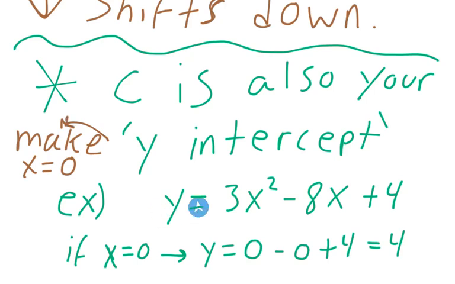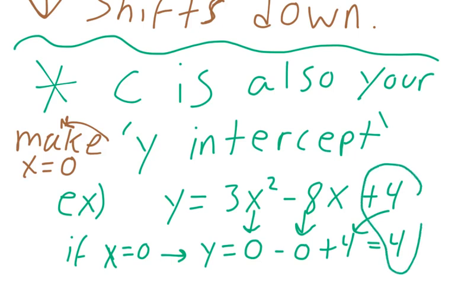So in this function here, if I make x 0, well then y will be, 3x squared, if x is 0, that's 0. If it's negative 8 times 0, you have 0 again. So you have this and that, and then 4 is still 4. So it means that your y-intercept is 4, which is also your C term. So C is also your y-intercept. So when you're graphing parabolas, you can plot that point right away.